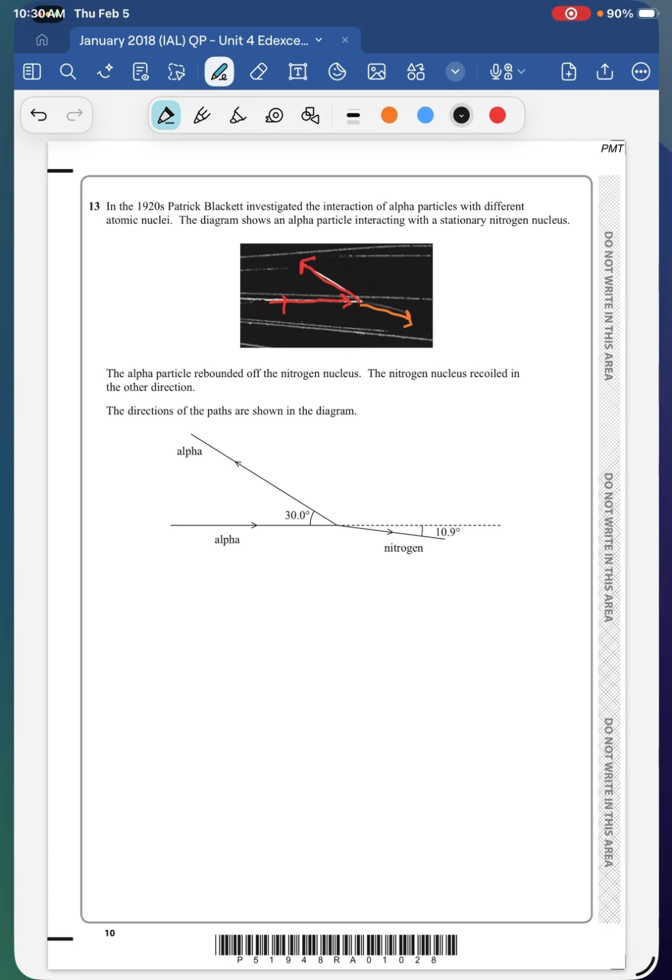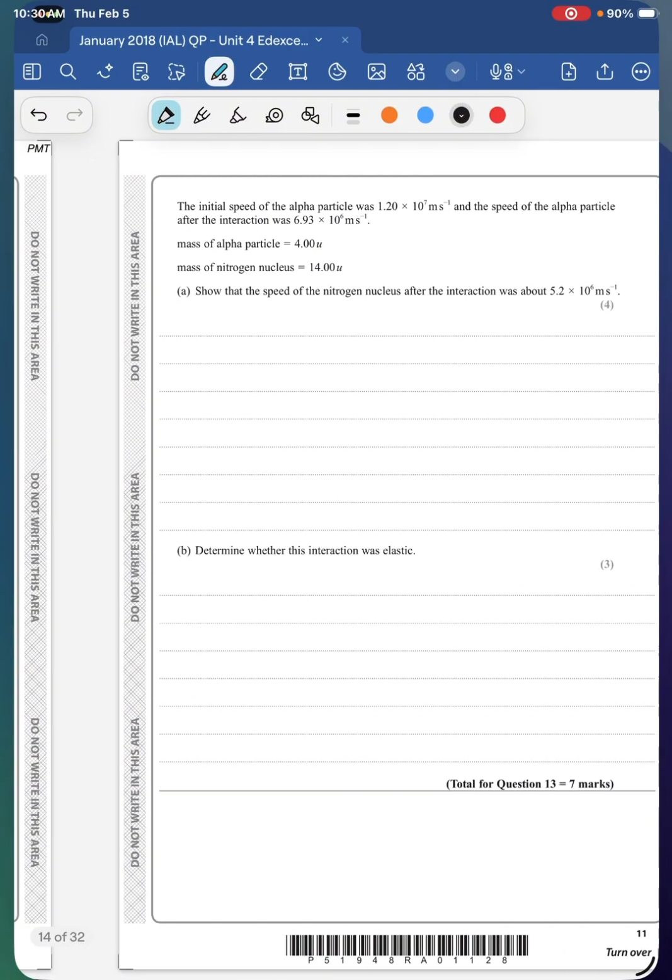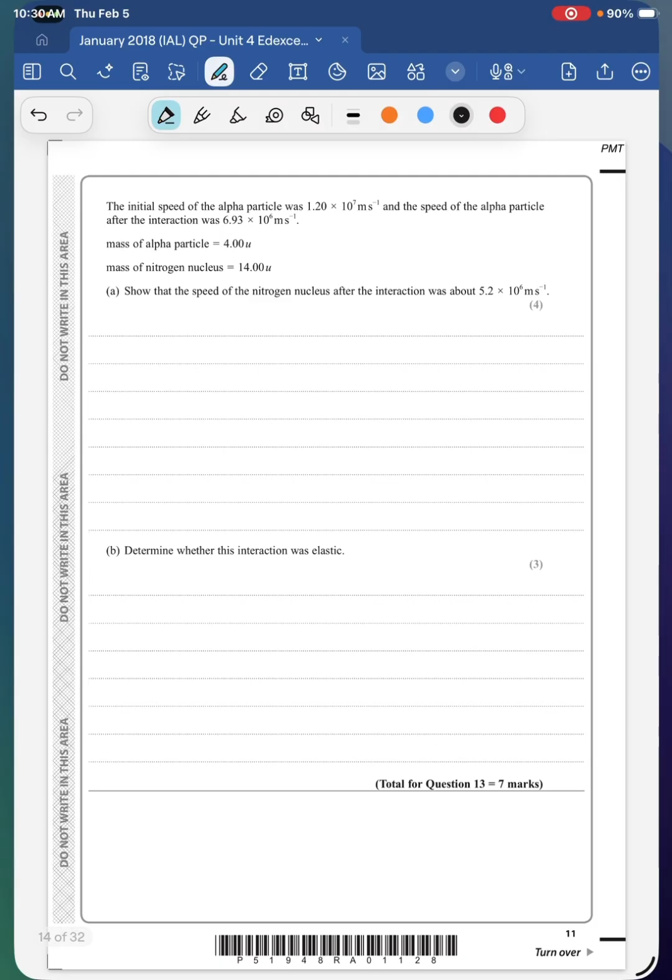Okay, the alpha particle rebounded off the nitrogen nucleus. The nitrogen nucleus recoiled in the other direction. The directions of the paths are shown in the diagram. The initial speed of the alpha particle was 1.2 times 10 to the 7 meters per second, and the speed of the alpha particle after the interaction was 6.93 times 10 to the 6 meters per second.